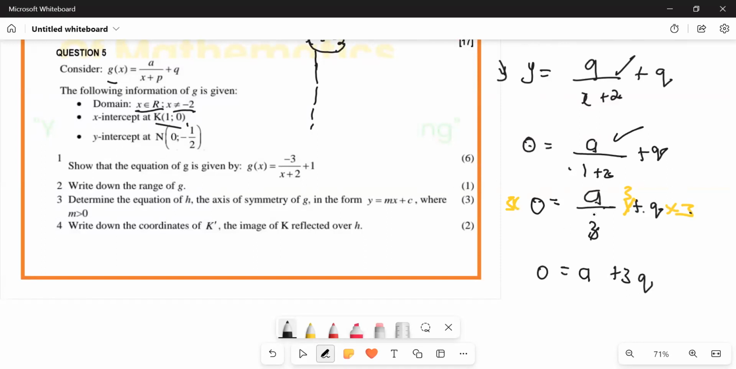Where are you going to get the other mark then? You can make a the subject of the formula. Take this one to the other side again. It says a is going to be equal to -3q. And then we'll call this one equation number 1.